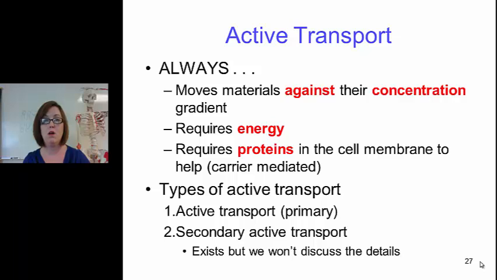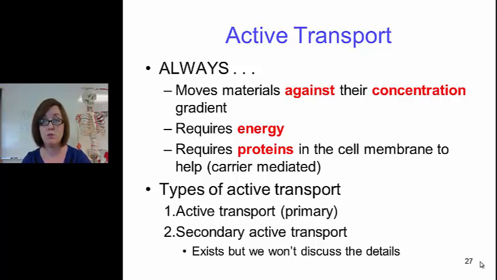You don't want the ball to roll down the hill, you want the ball to roll up the hill, right? You're going against physics, right? You're going against the physical environment, and that's going to take energy. Active transport requires energy, right? And this is usually supplied in the form of ATP.